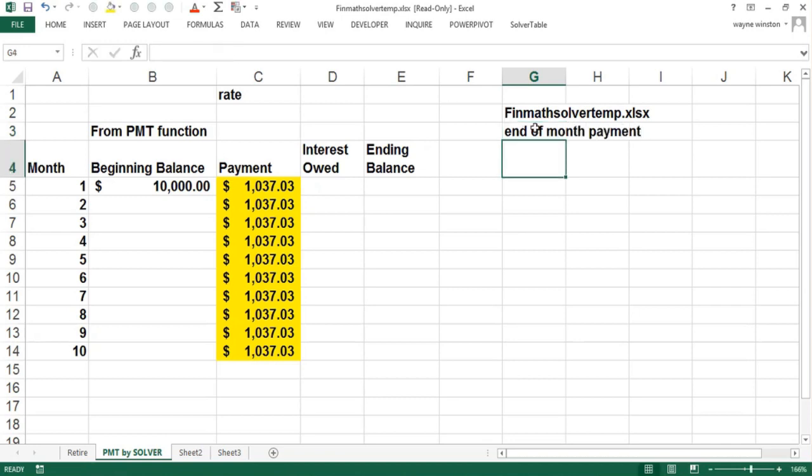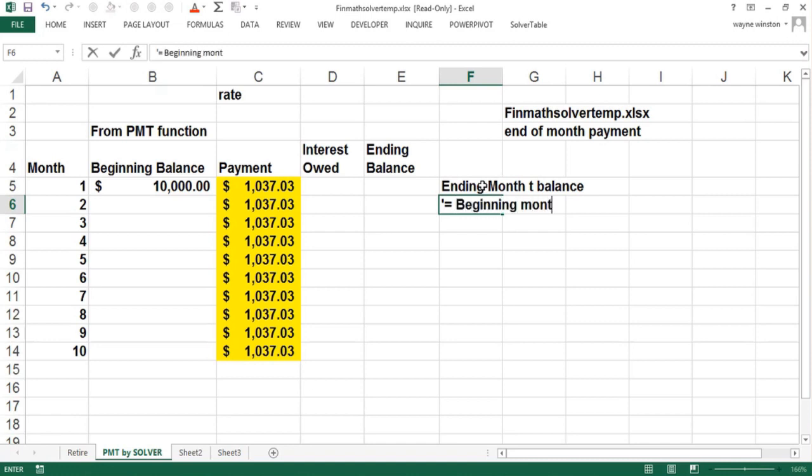We could probably do it with GoalSeek, but let's do it with Solver. The key thing to understand is your ending balance will equal the beginning balance on the loan, and then you'd subtract off your payment minus the amount of payment that goes to interest.